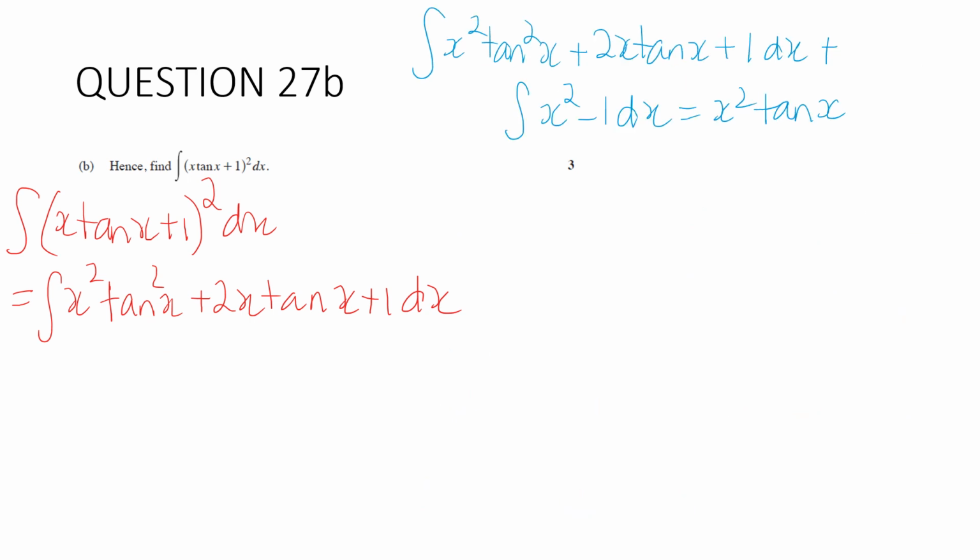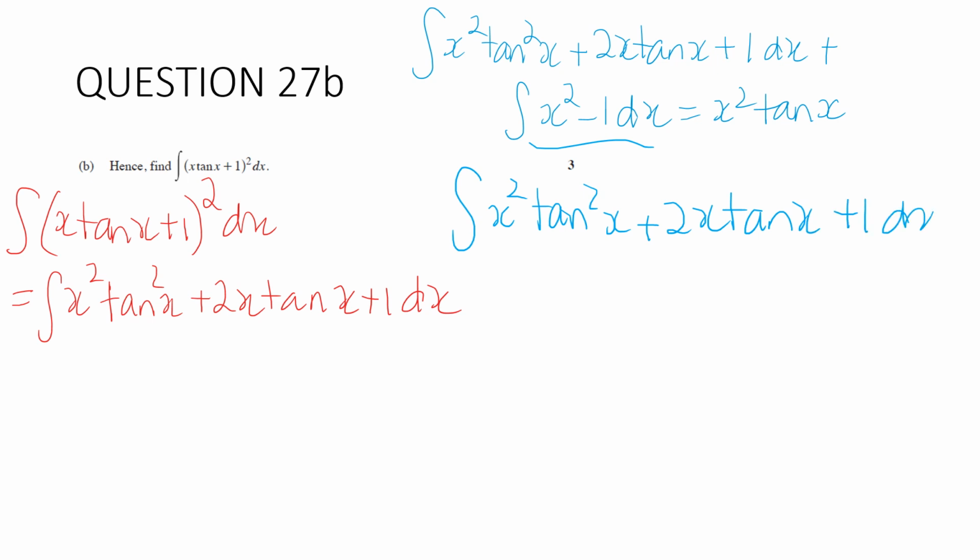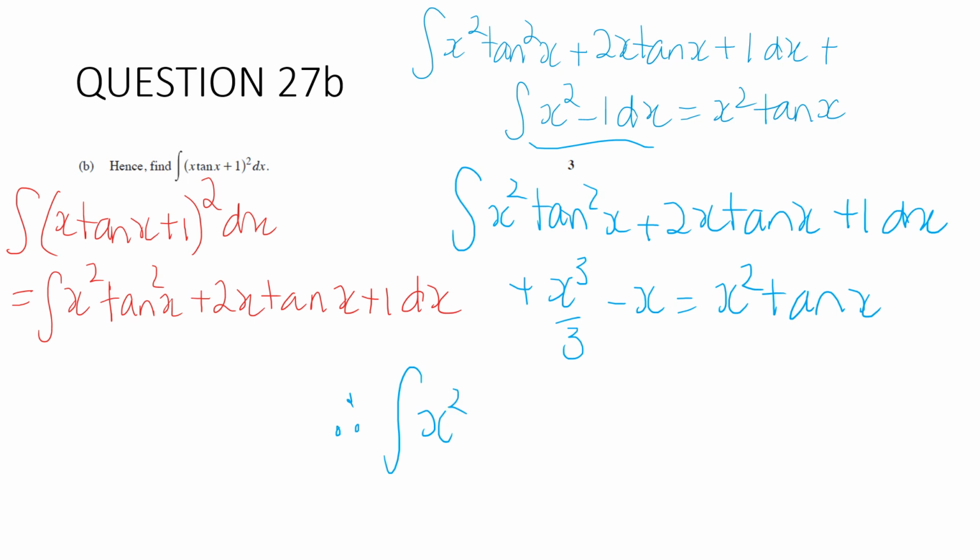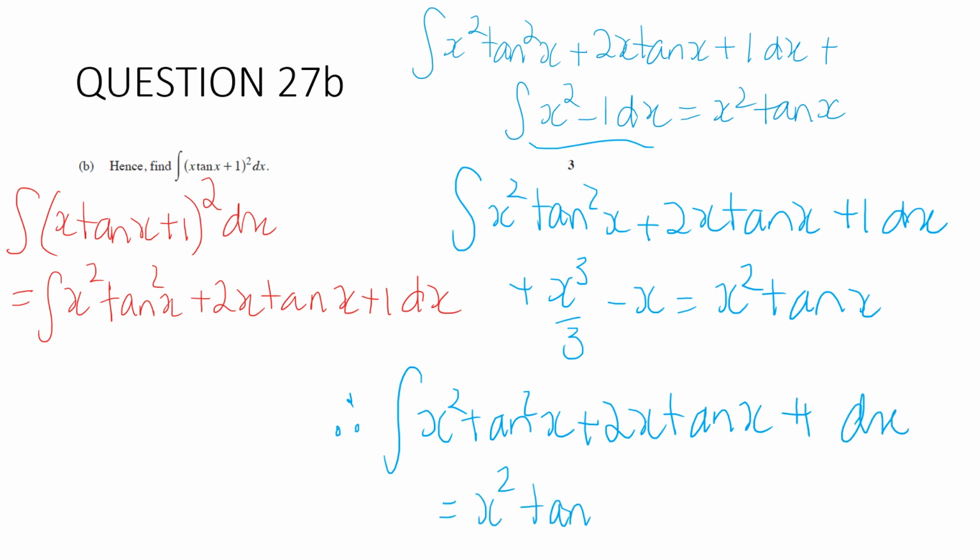Now integrate this part here. So the integral of x squared tan squared x plus 2x tan x plus 1 dx plus x cubed on 3 minus x is equal to x squared tan x. Therefore, the integral of x squared tan squared x plus 2x tan x plus 1 dx must be equal to x squared tan x plus x minus x cubed on 3 plus c.